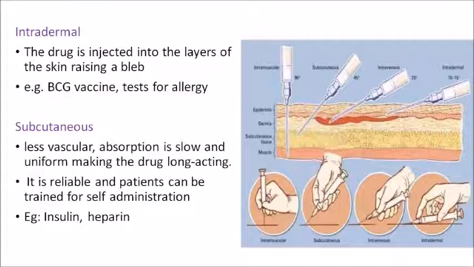Next is subcutaneous. Subcutaneous means below the skin or under the dermis layer. Here we have fat tissue. So the absorption here is less because it is less vascular, and this makes the drug long acting. It is a reliable route of administration. Patients can be trained for self-administration. For example, insulin injections. Usually most of the diabetic patients take insulin injections of their own. It is by subcutaneous route. Heparin is also given subcutaneously.